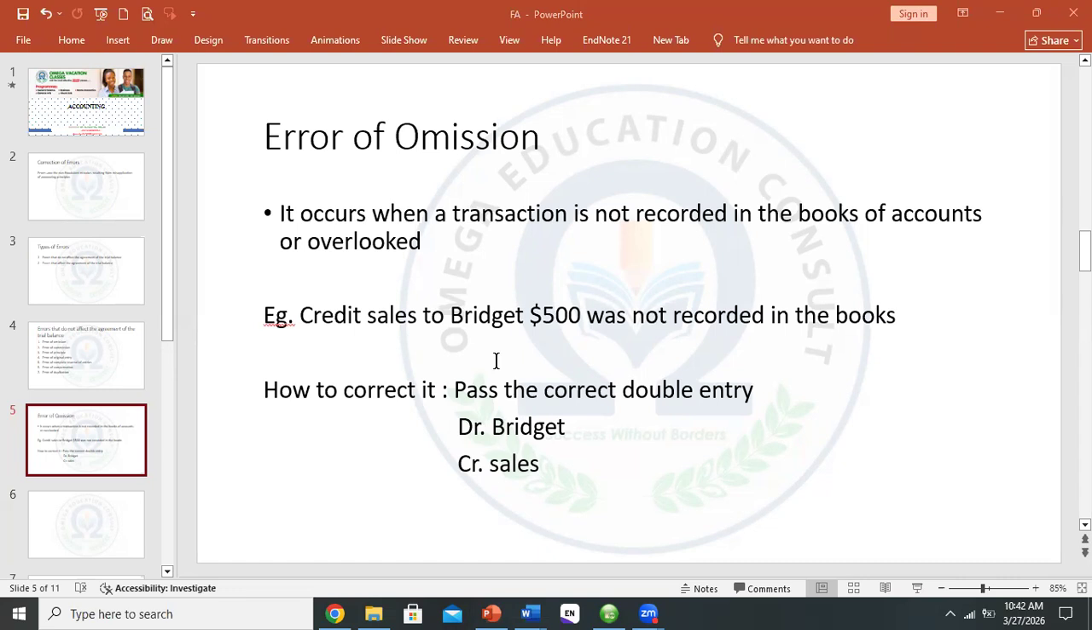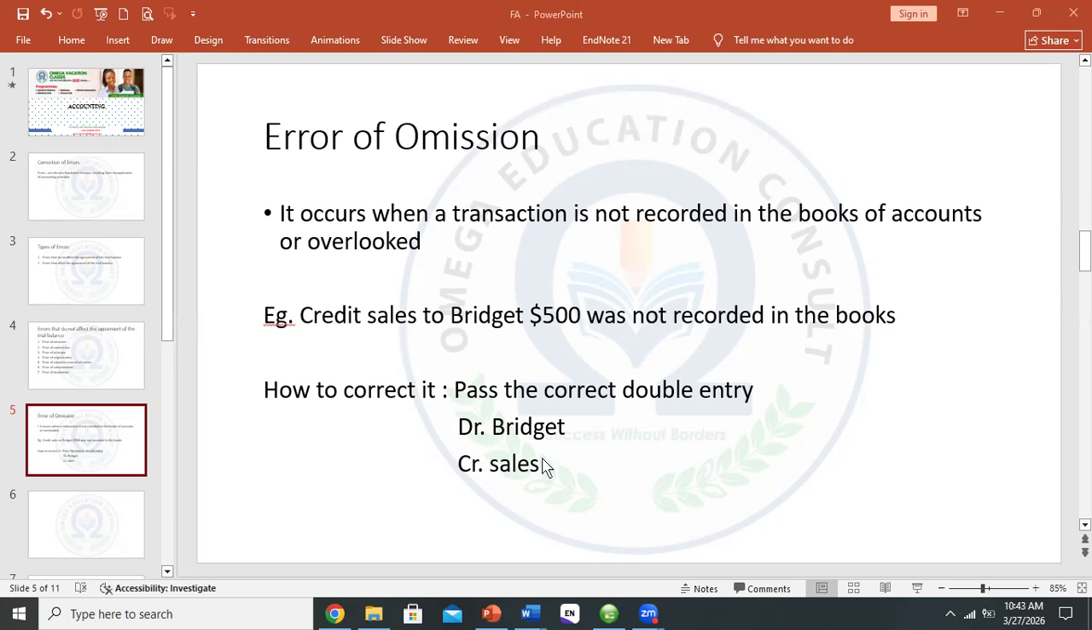If you meet such an error and you have to correct it, you have to record it. How do you record it? You debit one account, you credit one account, right? It is the type of transaction that will tell you which to debit and which to credit. In my example, it was credit sales to Bridget, which was not recorded. So to correct it, we record this transaction. If you are recording credit sales to Bridget, you debit Bridget and credit sales.